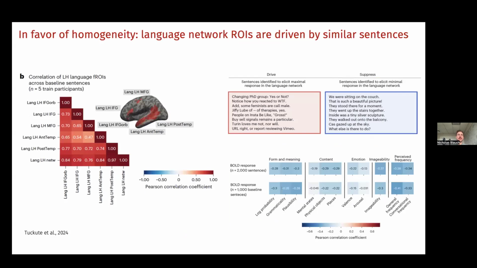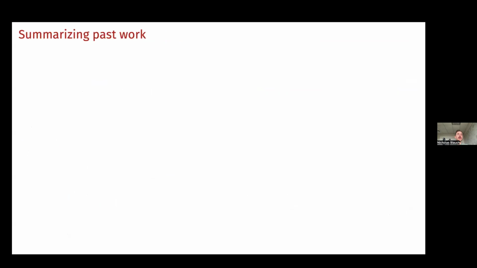We know that there's this network, but we don't know much about fine scale topographic differences. And just one more result is in favor of this homogeneity view. Greta recently published a study, and this is the data set that we'll use when I move on a little bit, looking at which properties and which sentences drive activation in the language network the most. And she found that those sentences are highly correlated across all of these different regions. So all of these different language network regions seem to be driven by similar properties, at least at the level of the whole ROI.